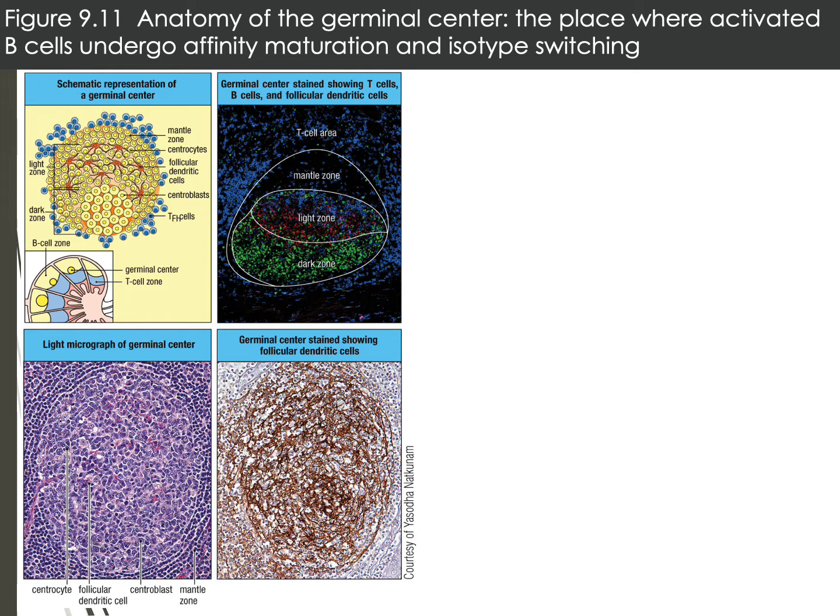Now in the light zone, we have some of these centrocytes, which are a stage of B cell, and we have our follicular dendritic cells. In our dark zone, this is where we're going to have centroblasts, and we're going to have some T follicular cells that are going to be able to interact with these different zones. So you see these T follicular cells around the outside. And again, they're going to be able to interact with these different zones on the boundary, on the outside of it, and provide cytokines that these maturing B cells would need in order to undergo affinity maturation and isotype switching.